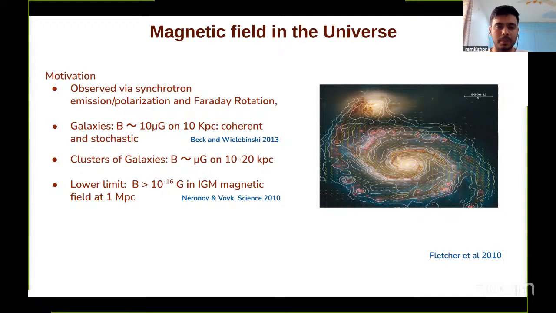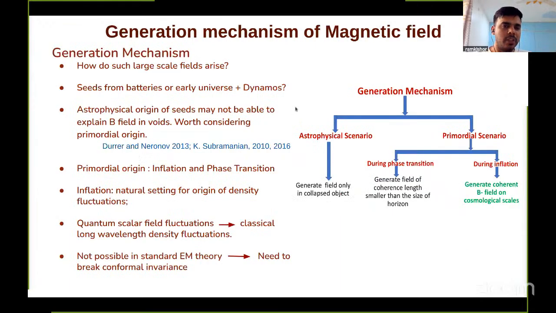However, if you go to a regime far from these collapsed objects, like the intergalactic medium, it is very hard to observe magnetic fields, but there have been some indirect inferences for the presence of magnetic field in these regimes. That puts a lower limit, saying that the magnetic field has to be above 10 raised to minus 16 Gauss if it is ordered on a scale of a megaparsec. So the natural question to ask here: how do such large-scale magnetic fields arise?